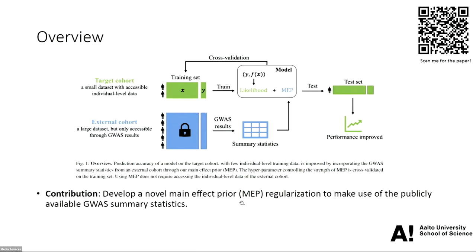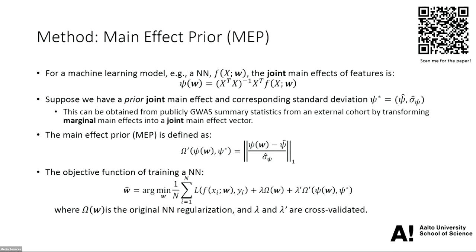The contribution of this work is that we developed a novel main effects prior regularization to make use of the publicly available summary statistics in the model training, so that the model can use information from both the target cohort and the external cohort. So even when the target cohort contains only a very small set of data, we can still get sensible prediction performance on the test set. The method is actually pretty straightforward. Literally, the main effects prior is a prior on the main effects.